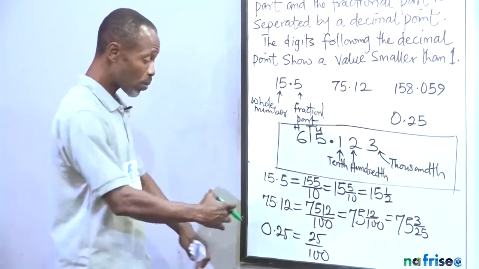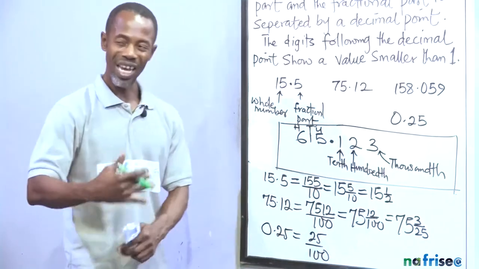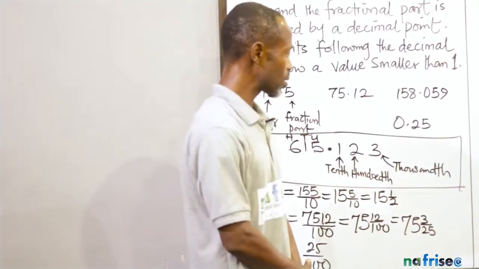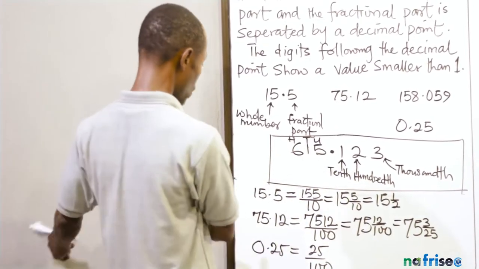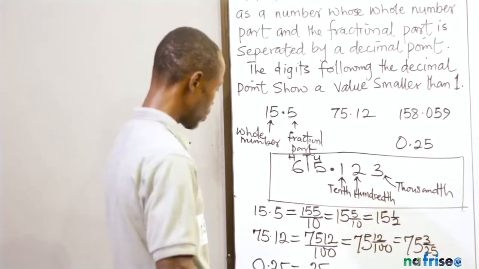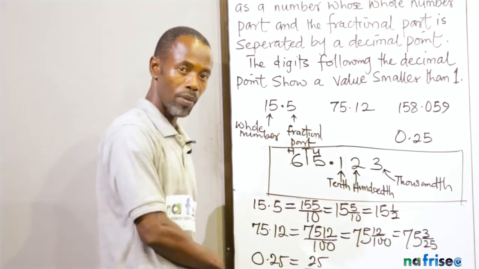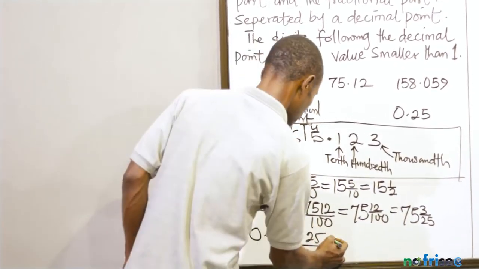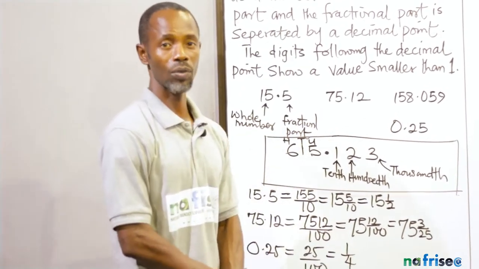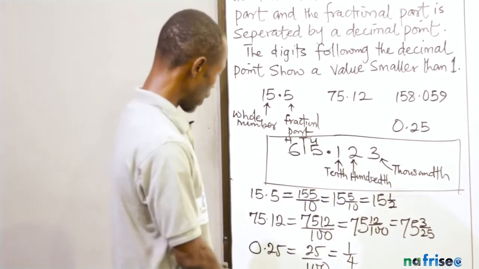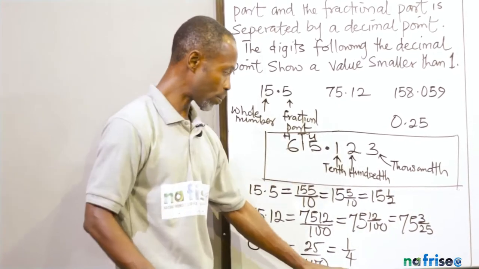Just to show you that these numbers after the decimal point, they are lesser than 1. So that's the decimal number, which has a whole number part and a fractional part. But in this number, it doesn't have a whole number part. So what you end up having, if you divide this to the lowest term, is the same as 1 over 4. A quarter is less than 1, we know that. Are we there? So there's no whole number part, just a fractional part you can see.